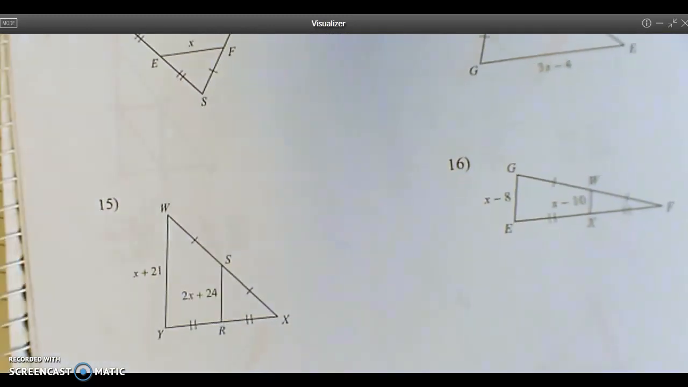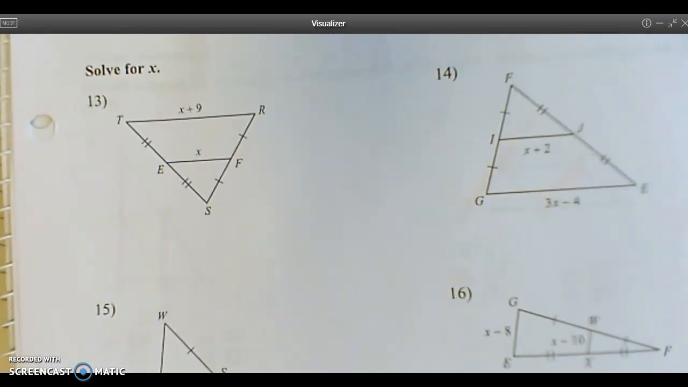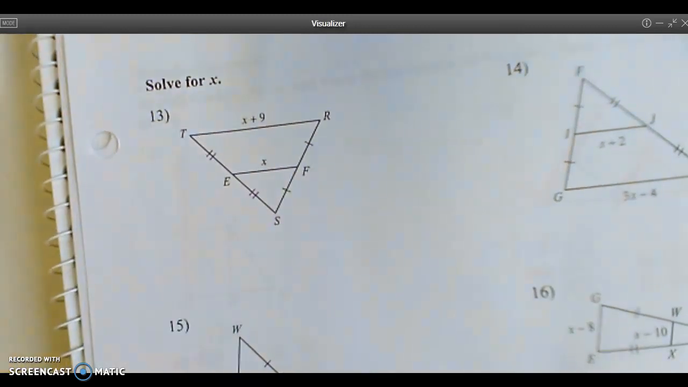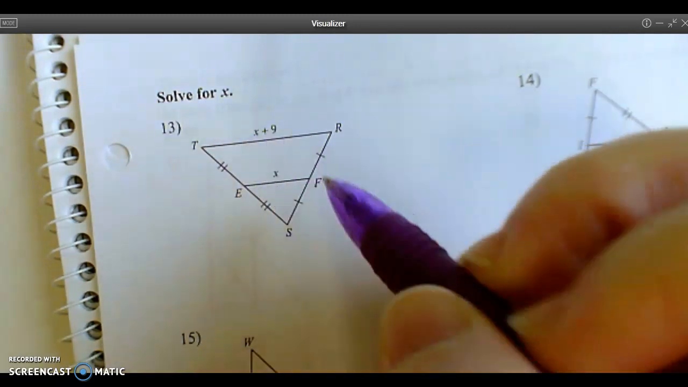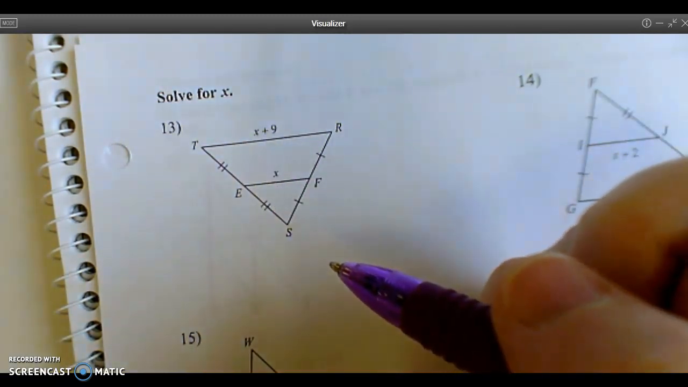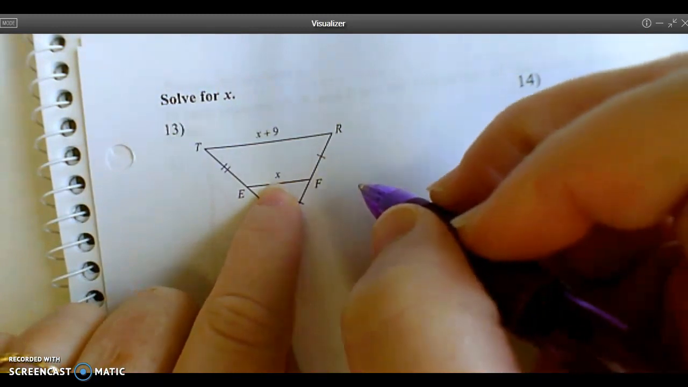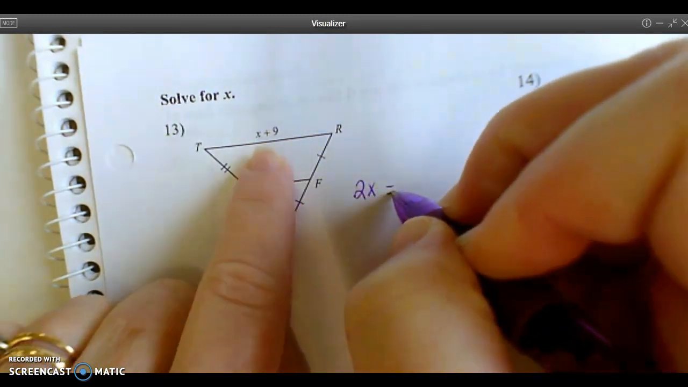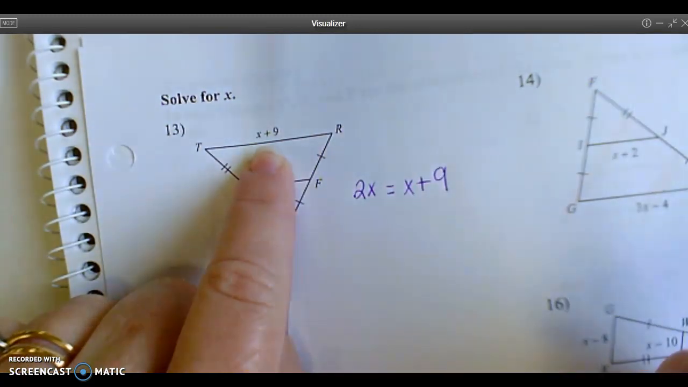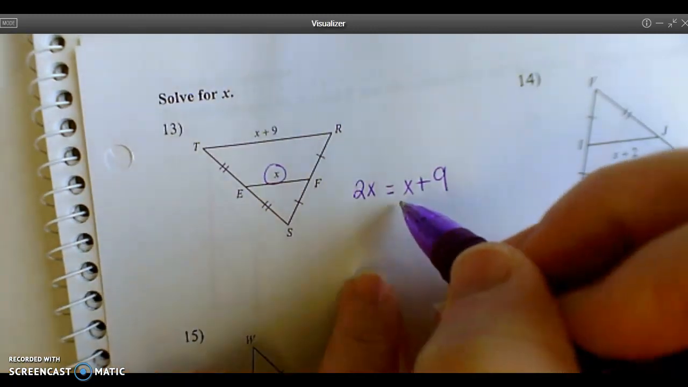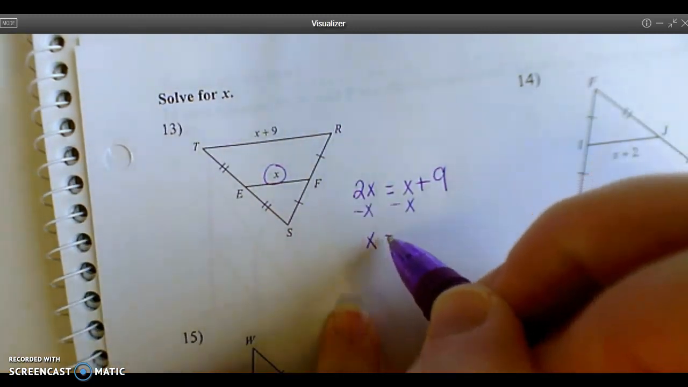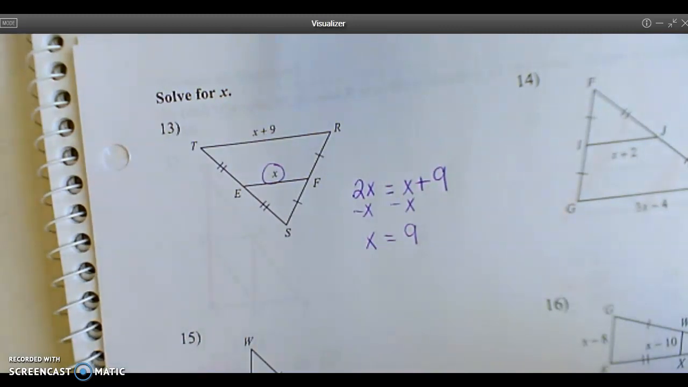Okay. Another kind of problem that you're going to see are problems where you have to solve for x. You still use the same property that we just talked about with mid-segments, but we have to solve for x. So for number 13, this one is the mid-segment and this one's the long side. So you take the short side, you multiply by 2. The short side is x, you multiply by 2, and you equal it to the long side. And then you just solve. So I multiplied the short one by 2. Now to solve, I'm going to subtract x on both sides. And in this case, I get x equals 9.